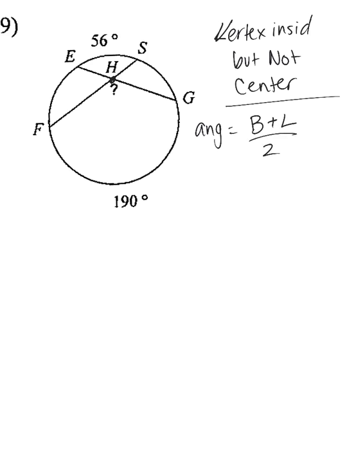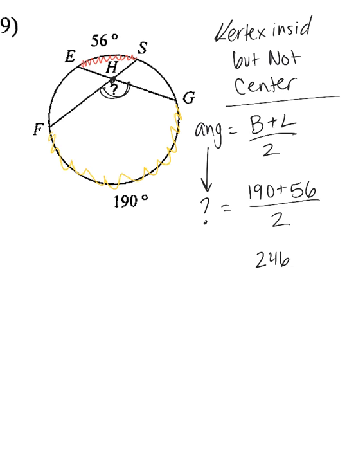So let's think about this. This arc is involved, that would be the big one. This arc is involved, that would be the little one. And that opens up to this angle. So the angle we'll call question mark equals the big arc, which is the yellow, 190, plus the little arc, which is the red, 56, divided by 2. So I'll just do 190 plus 56. That gets me 246. If I divide that by 2, I've got the question mark or the angle that we're trying to find. So that's 123 degrees.